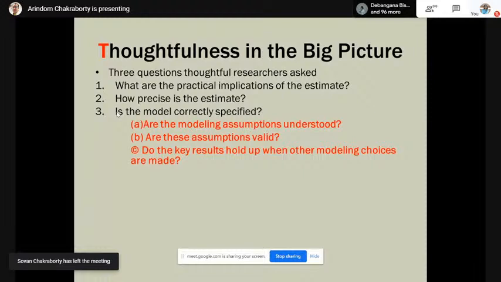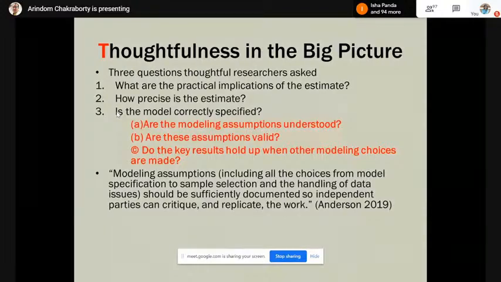Are these assumptions valid? The basic premise of ANOVA is that your response should be normal, should follow a Gaussian or normal distribution. So what you will do is make a plot of the response to see if it is bimodal, unimodal, symmetric, and whether you are happy with the normality assumption. So you have to do some sort of exploratory data analysis. Do the key results hold up when other modeling choices are made? So we are talking about the sensitivity of the model. If you are thoughtful enough, then probably you will ask all these questions.